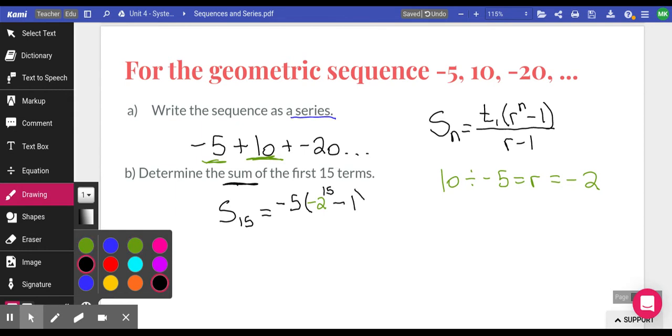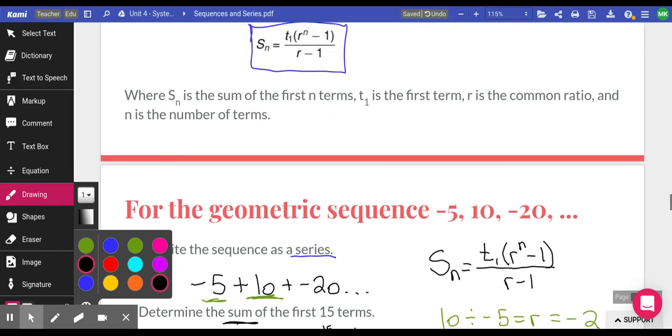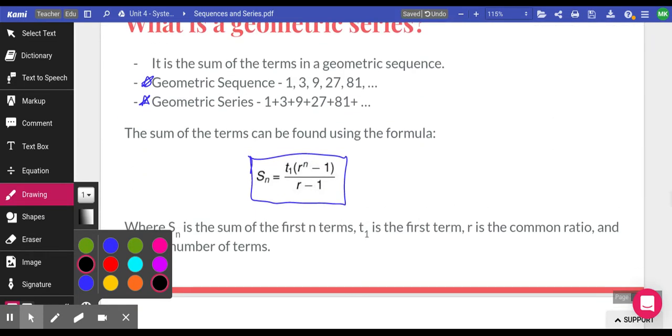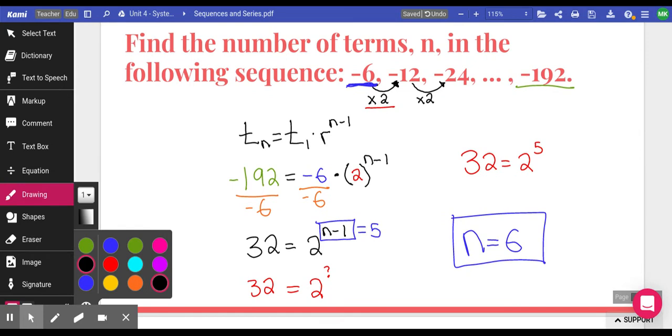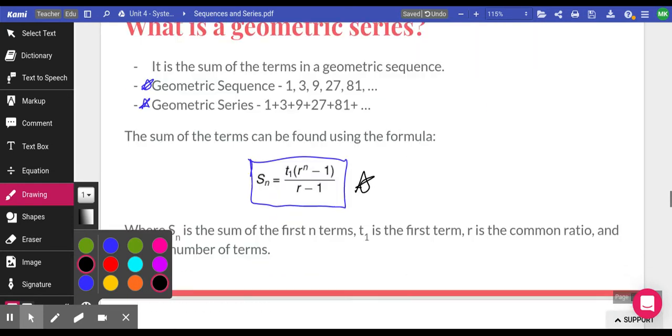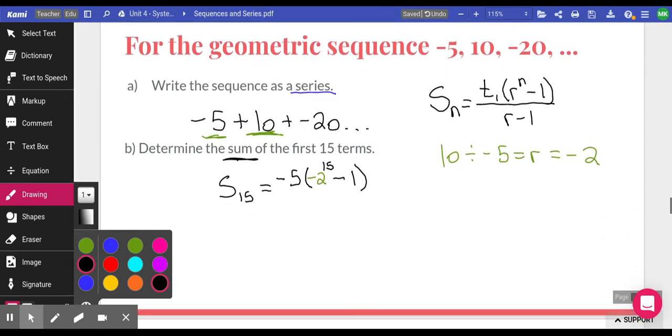Notice that your minus 1 is now not in the exponent. So in the previous one, the minus 1 was in the exponent. If you look at these formulas, be very careful of those minus 1s when you're calculating things. And then divided by r, which is -2 minus 1.